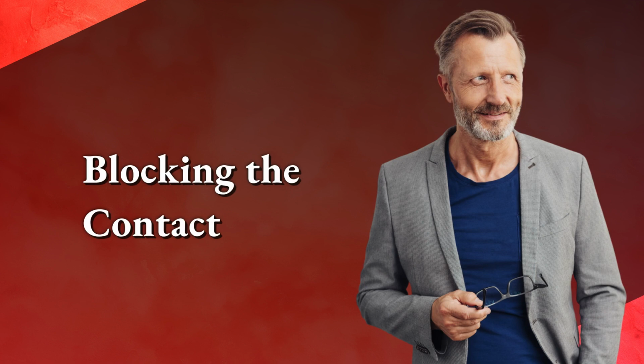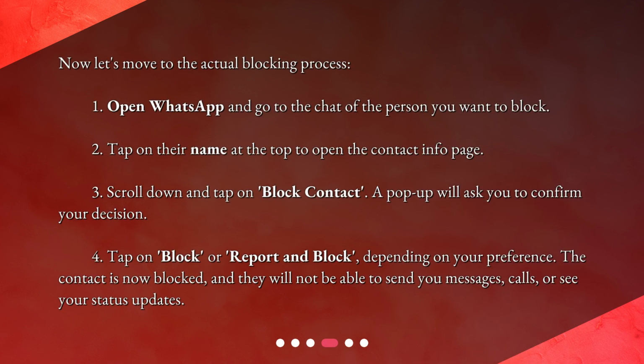Blocking the contact. Now let's move to the actual blocking process. 1. Open WhatsApp and go to the chat of the person you want to block. 2. Tap on their name at the top to open the contact info page. 3. Scroll down and tap on Block Contact.